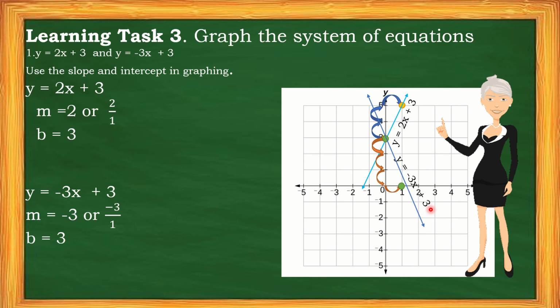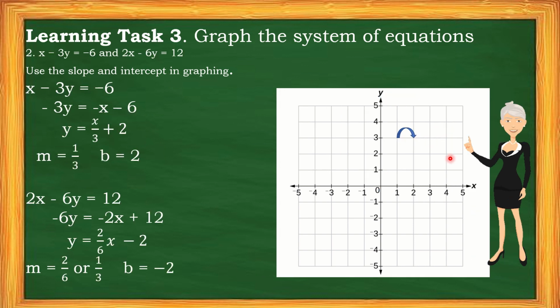So as you can see, the two lines intersect at a common point. This is the common point. So we formed intersecting lines. Let us now have example number 2. x minus 3y equals negative 6 and 2x minus 6y equals 12.